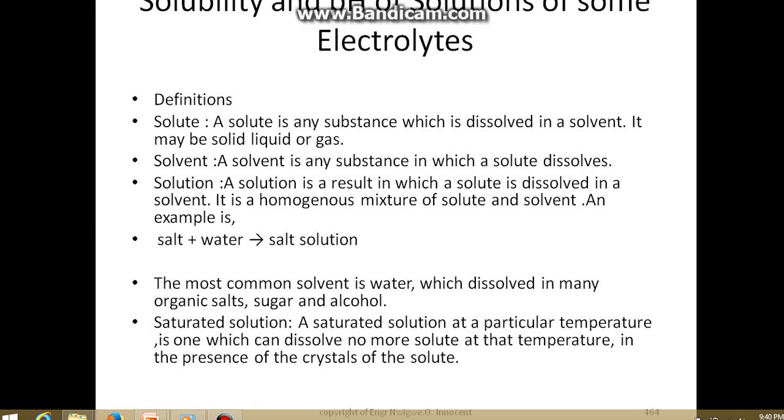Saturated solution. A saturated solution at a particular temperature is one which can dissolve no more solute at that temperature in the presence of excess of the solute.